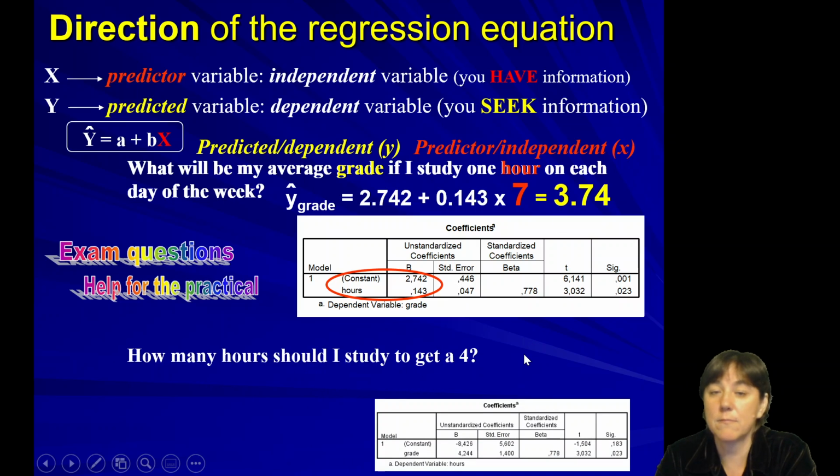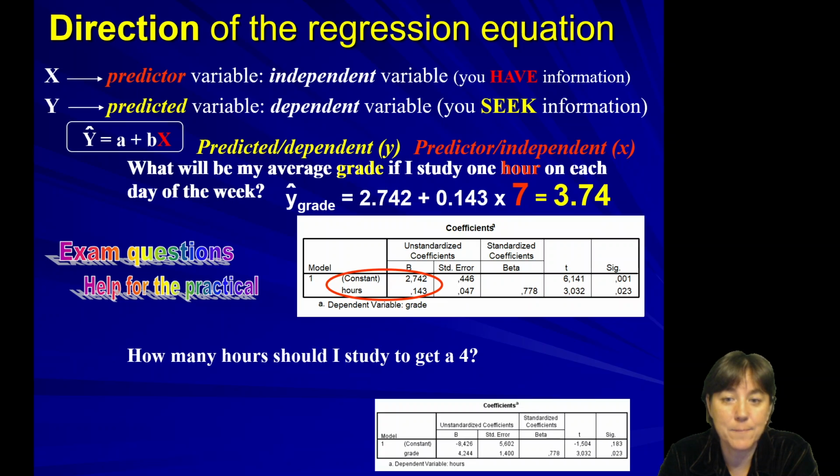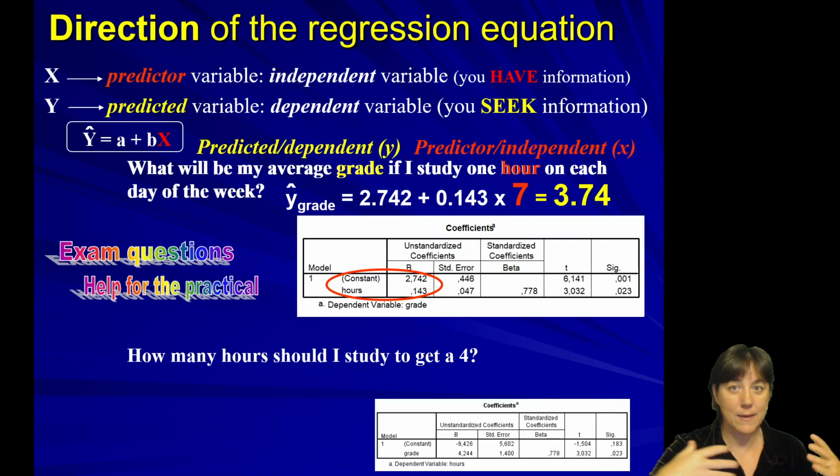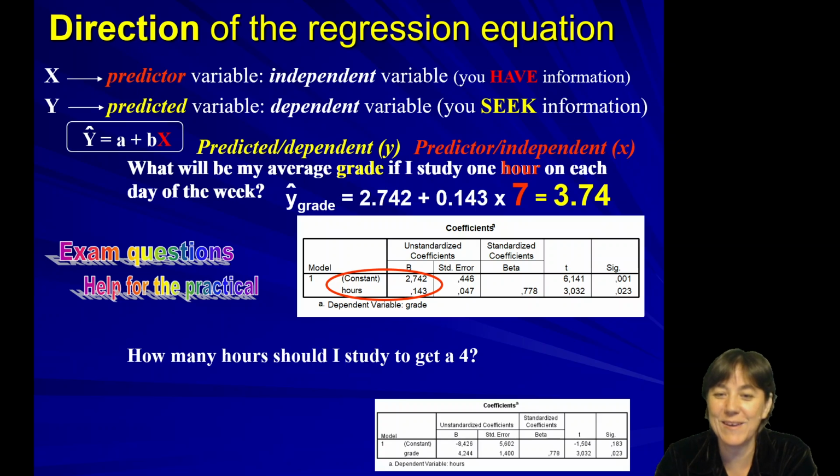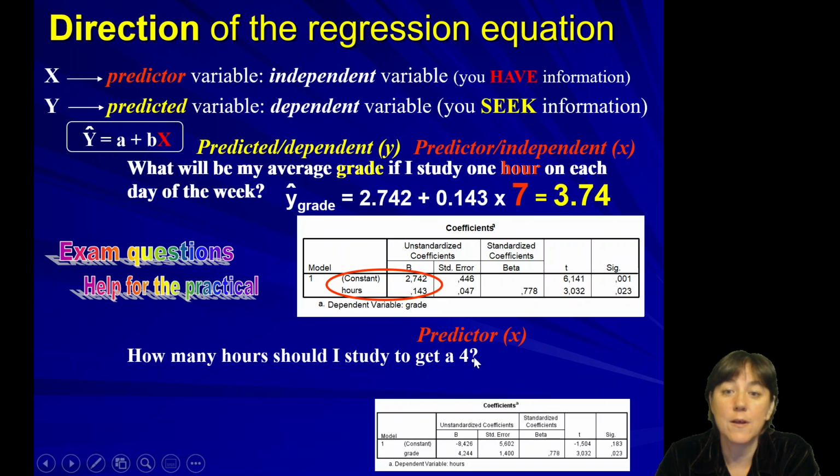Okay, what if I go the other way around? I don't want a 3.74, I want to get a 4. I know I will have to study more than 7 hours, but what number exactly? For this, I cannot use this regression equation and these numbers, okay? I have to re-enter the problem, because now I'm going the other way. It's another one-way street. I will get a different regression equation if my predictor is the 4, okay? And my predicted value is the hours. Now I want to know how many hours do I have to study.